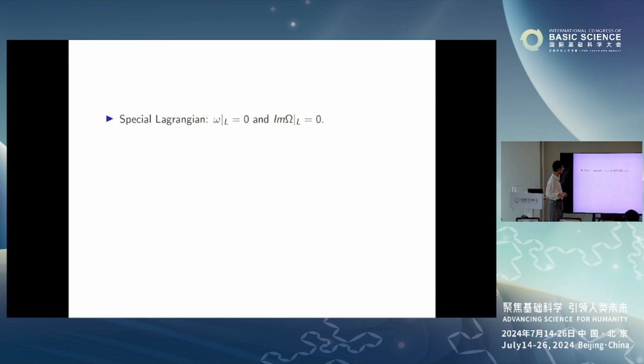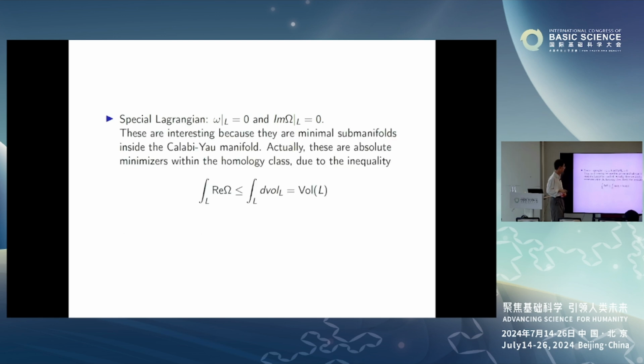Now, the second condition is that the imaginary part of the holomorphic volume form restricts to 0 on L. Notice this is a degree n form, and L is a dimension n manifold, so this is top degree on L. Now, one reason people care about this is that these are minimal submanifolds inside the ambient Calabi-Yau manifolds. And in fact, it's even stronger. These are absolute volume minimizers within the homology class. And this is in fact a one-line argument.